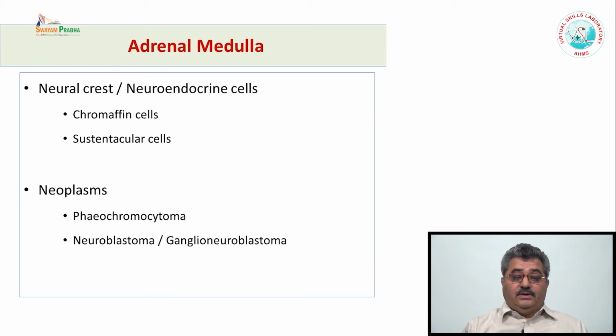The most important tumor in adults is the pheochromocytoma, but in children it is neuroblastoma. Neuroblastoma is a very important tumor in the adrenal medulla, mostly in children. They are calcified, they are large in size, they present as a mass, and that is a different subject for discussion.